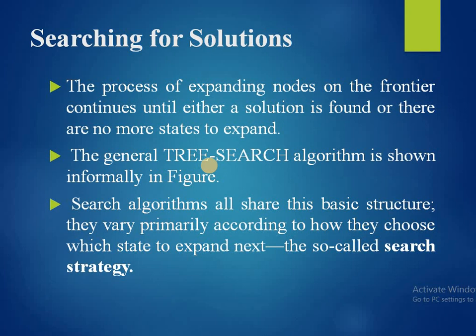The process of expanding nodes on the frontier continues until either a solution is found or there are no more states to expand. The general tree search algorithm is shown informally in the previous figure. Search algorithms all share this basic structure. They vary primarily according to how they choose which state to expand next, which is also known as the search strategy.